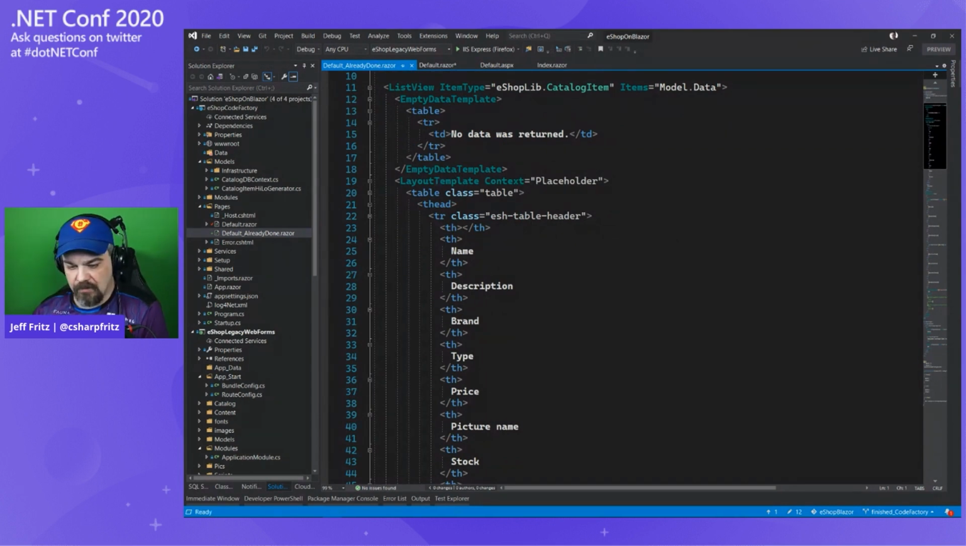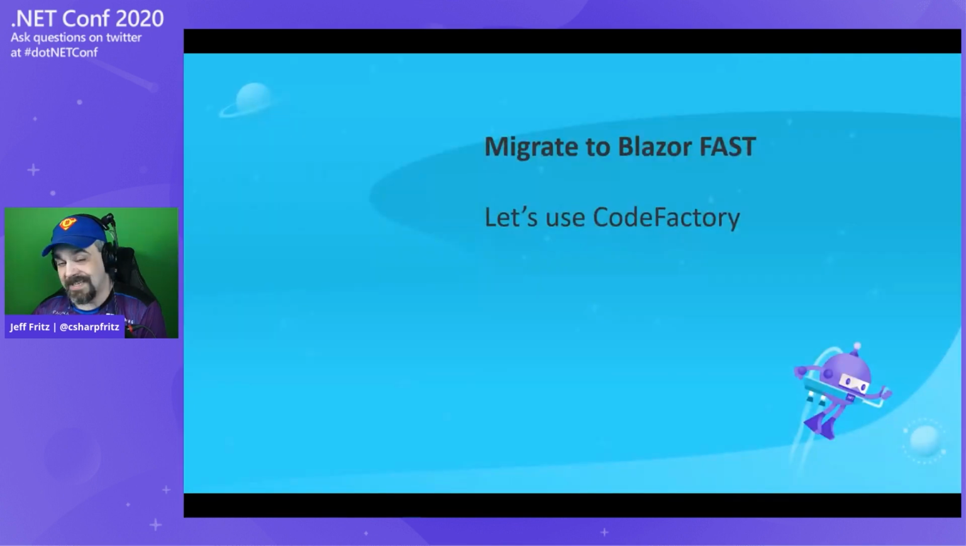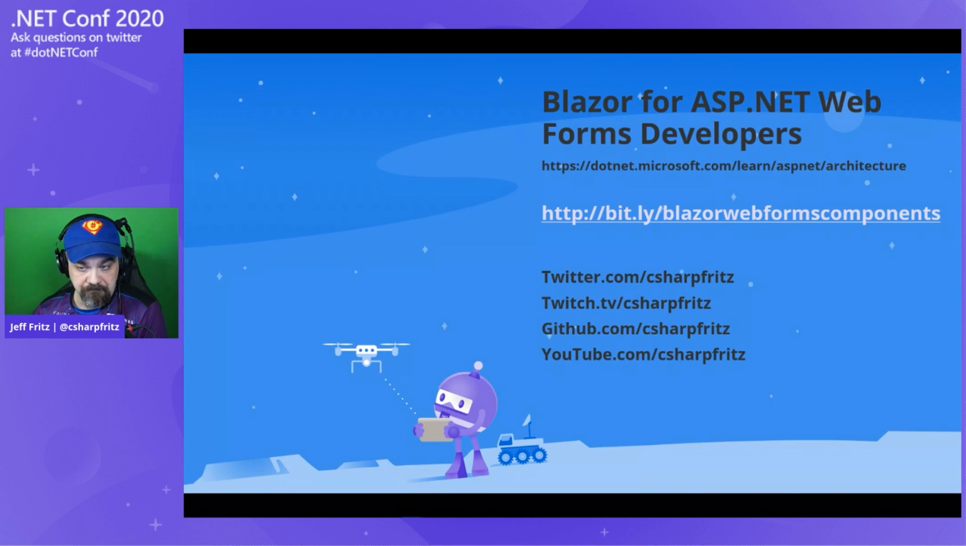So I want you to take a look at Code Factory. I want you to check that out and see if it can help you get to completing and migrating your project faster. Blazor for ASP.NET Web Forms developers. There's a book that we have available for you, at https://net.microsoft.com/learn/ASP.NET/architecture. And you can find all the architecture books that we have available for you. I have a bit.ly for you that'll get you right to the Blazor Web Forms components. bit.ly/BlazorWebFormsComponents will take you right to the website, and you'll see shields on there that'll get you into the samples, the documentation, and more.